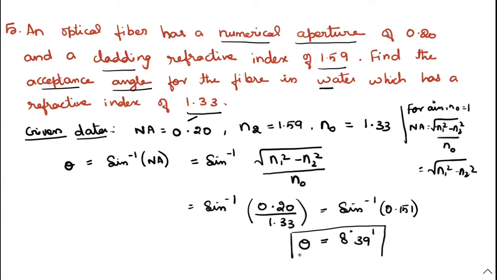So what is the main thing you have to remember? The numerical aperture formula for all media is NA equal to root of N1 square minus N2 square divided by N naught. For air medium, which we generally discuss, N naught is equal to 1, so we don't think about this N naught. But for other kinds of medium, this N naught is to be included. They mentioned water here, that is the reason we included N naught, and the water refractive index is 1.33, which we also substituted. So I hope you understand this problem. Let us go to the next one.